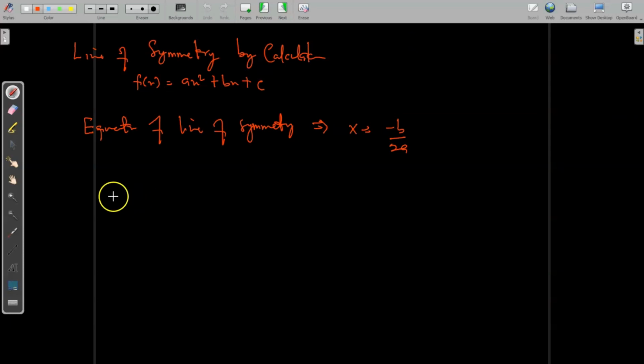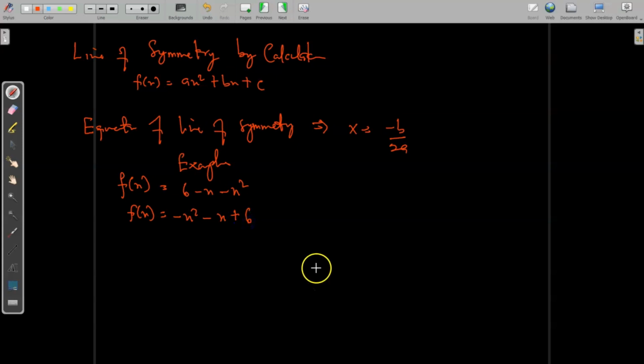So now, per our question, the graph was 6 minus x minus x squared. So f of x, for example, f of x is 6 minus x minus x squared. Now, before you can select your coefficient, the best way to go about it is to rewrite the function to conform with the actual quadratic function. So when we rearrange it, it will be f of x equal to minus x squared minus x plus 6.